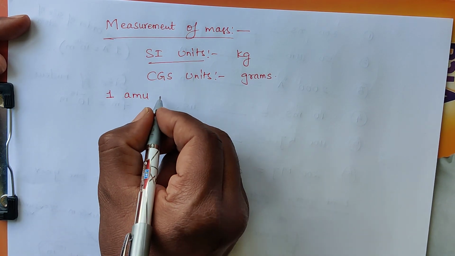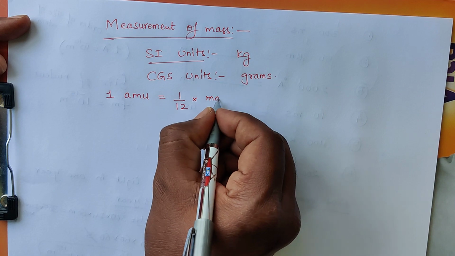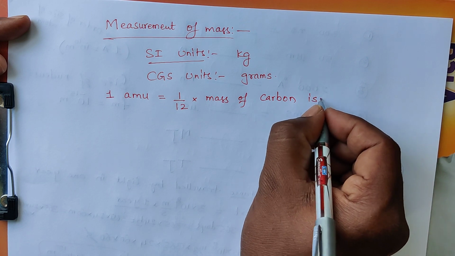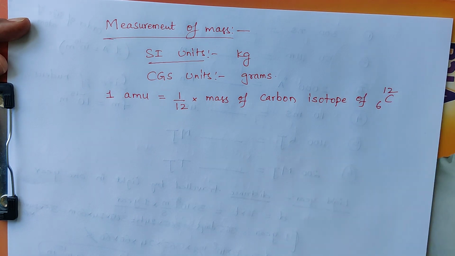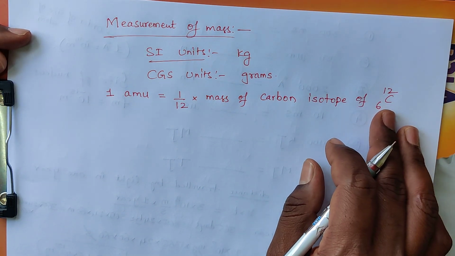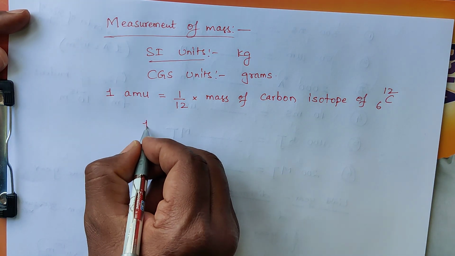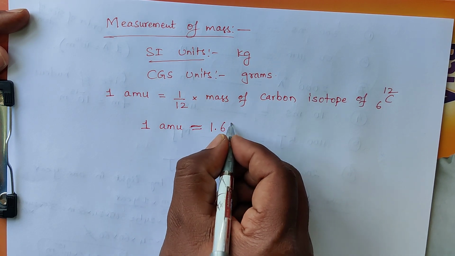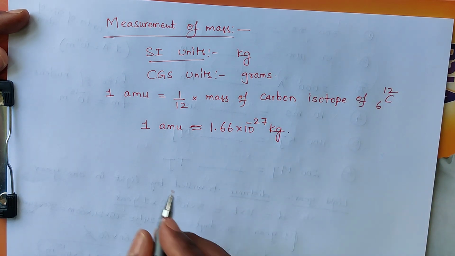1 atomic mass unit equals 1/12 of the mass of the carbon isotope C-12. So the mass of 1 atomic mass unit in terms of kilograms is approximately 1.66 into 10 to the power of minus 27 kg.